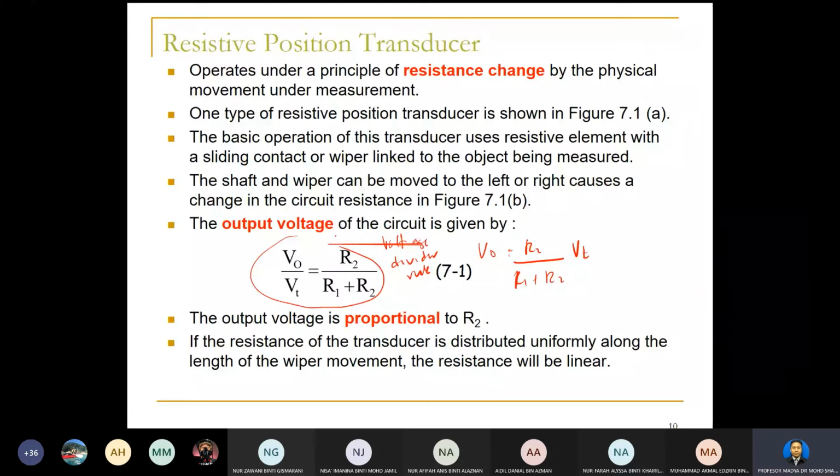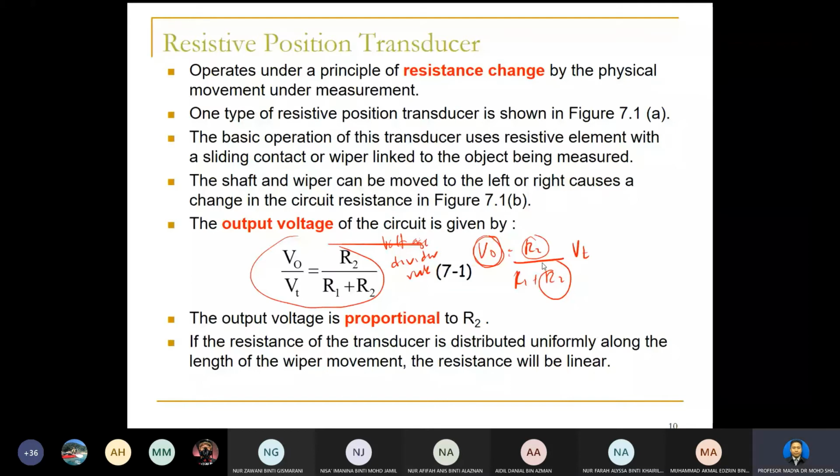This is the formula for using the resistive position transducer. It uses the voltage divider rule to calculate V out. So we can use this formula: V out equals R2 divided by R1 plus R2, multiplied by VT. The output voltage is proportional to R2. That means this voltage output depends on R2. The resistance of the transducer is distributed uniformly along the length of the wiper movement, so the resistance will be linear.